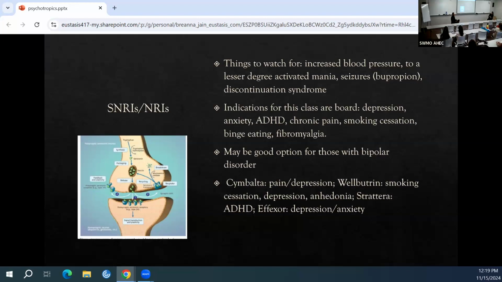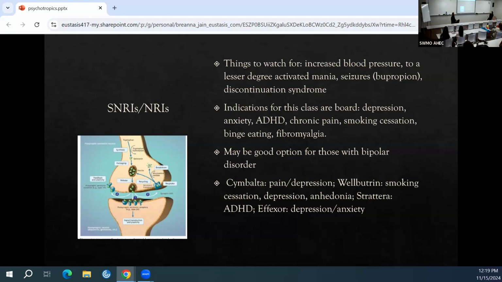Oh, I just have to add that Wellbutrin contraindications are, as she said, seizures, anorexia or bulimia, and also history of head trauma. That's important to know. So if somebody had a mild concussion, I wouldn't worry too much about it, but if they lost consciousness, then I would probably avoid Wellbutrin, traumatic brain injury.